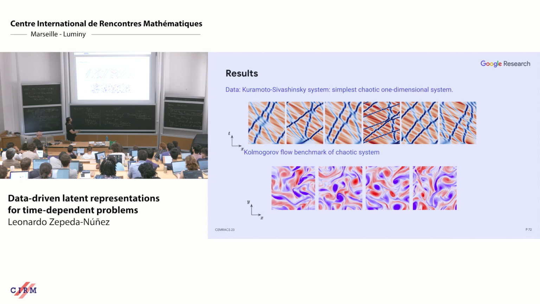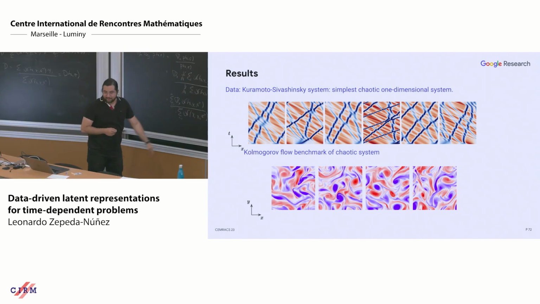So again, two different examples. This is wrong. This is KDV. It's not called Kolmogorov flow. I just realized that. Sorry. The figure is KDV. It's not Kuramoto-Sivashinsky. I'm sorry about that.